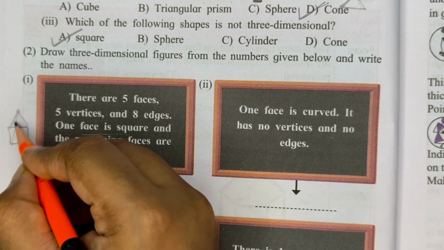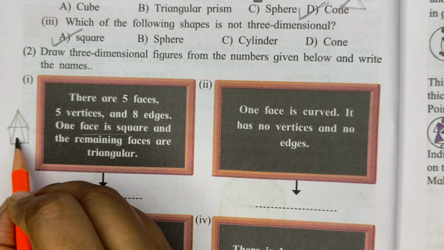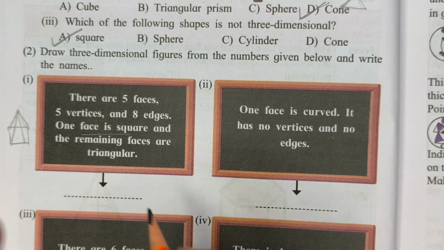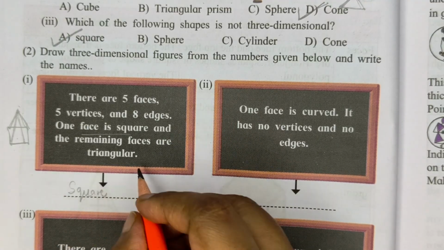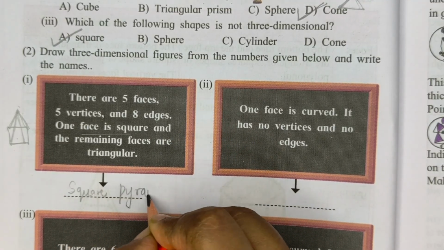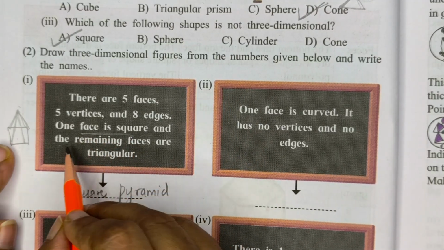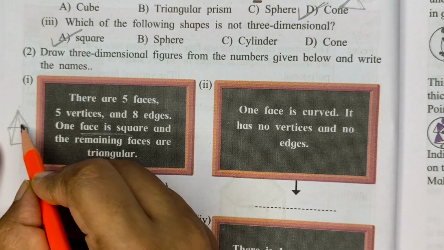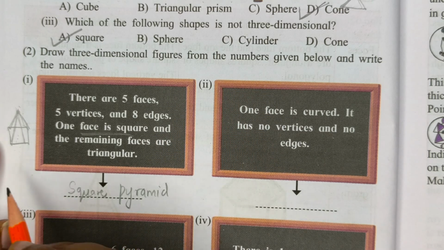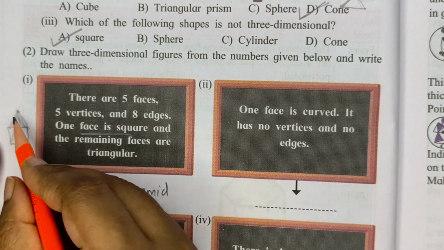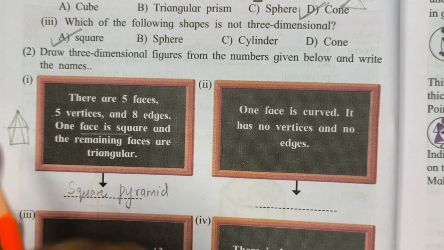That means 1, 2, 3, 4. So there are 5 faces, 1 at the bottom and 4 at the sides. So this becomes a square pyramid. Understood? The base at the bottom has a square face and the remaining faces are triangular. 1 here, 1 here, 1 here and 1 behind. So you have 4 triangular faces. Vertices 1, 2, 3, 4, 5. 5 vertices and 5 faces.